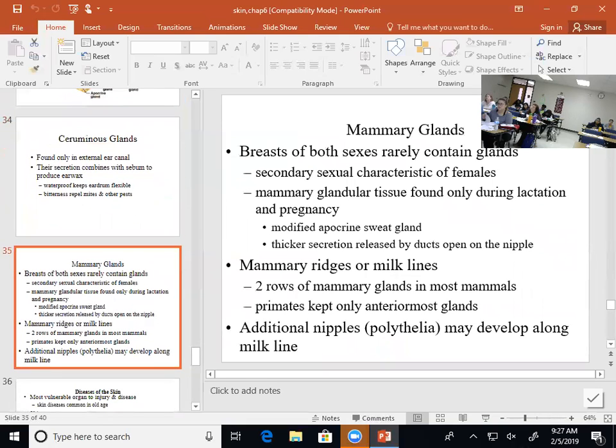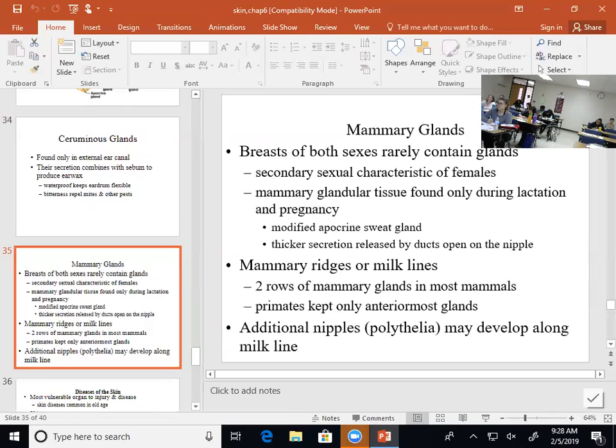When we think about mammary glands, we know that typically, in most mammals, we have these two rows. Primates usually have only anteriormost glands, so two. But some people can have additional nipples.